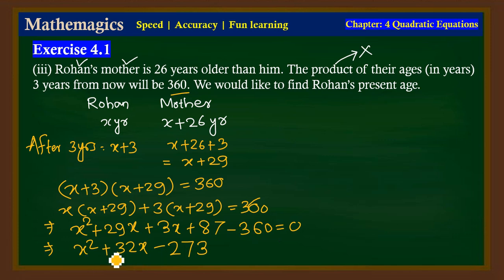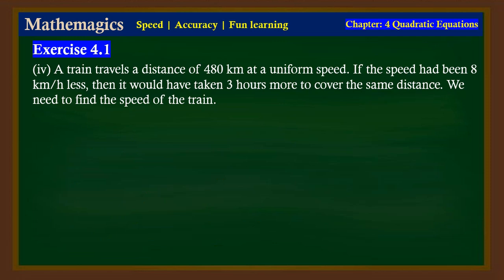So x square plus 32x minus 273 is equal to 0. And this is the required quadratic equation, which is the answer. So dear friends, we have completed exercise 4.11. Sorry, there is one more question, that is question number 4. Also we are going to solve it.